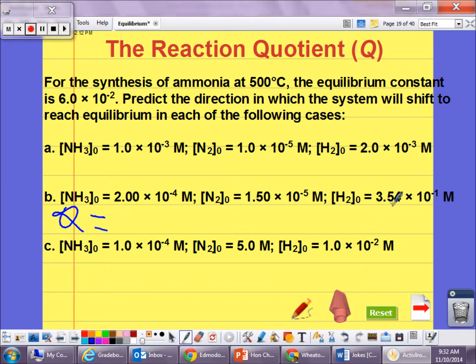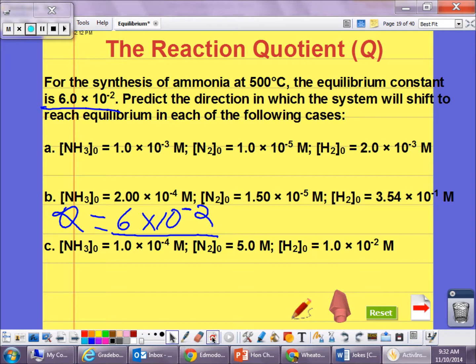So Q for this equation is 6 times 10 to the negative 2. Now, will the equation shift to the left or to the right? No shift. No shift. Now, let's see how fast you can go for the last one.